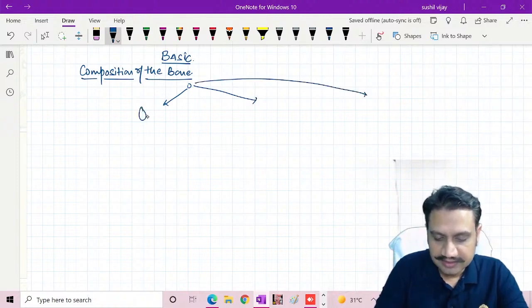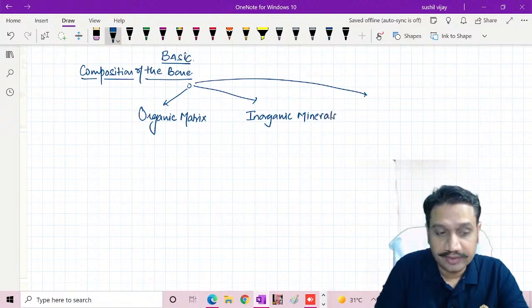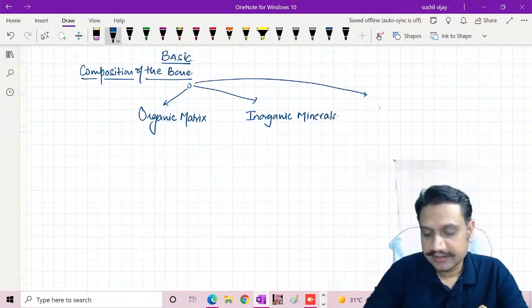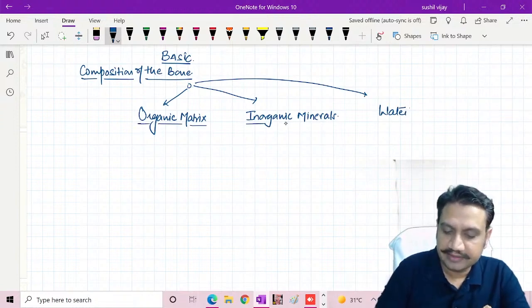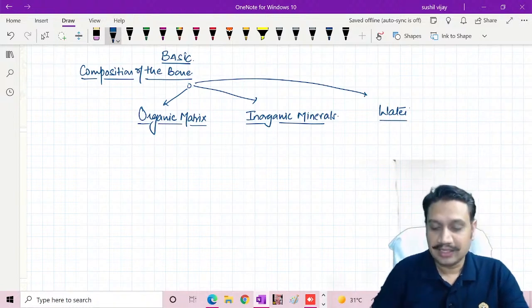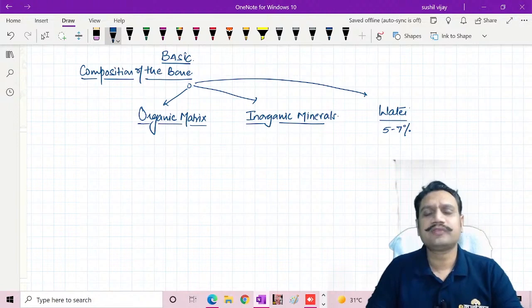One is what you call the organic matrix. Second is what we call the inorganic minerals. Third is the water, right? So organic matrix, inorganic minerals and water. Water is almost around 5 to 7% of the bone.